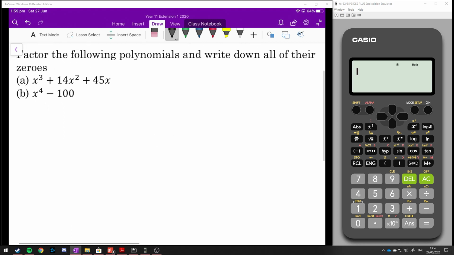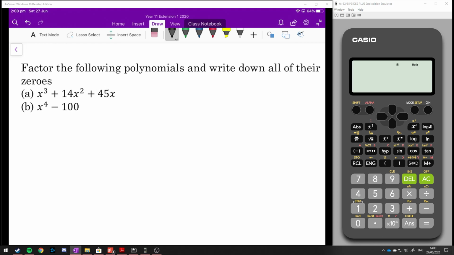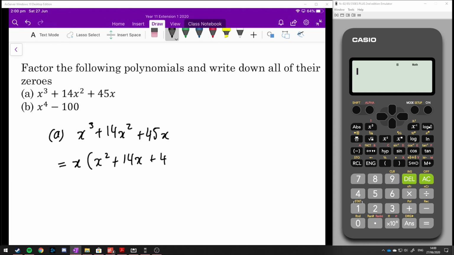We've done ones like these before. The only difference is that for the first one, there's an x cubed term instead of an x squared term. So let's start with part A. We've got x cubed plus 14x squared plus 45x. This is equal to, well, let's take a factor of x out first. That's going to leave us with x lots of x squared plus 14x plus 45.